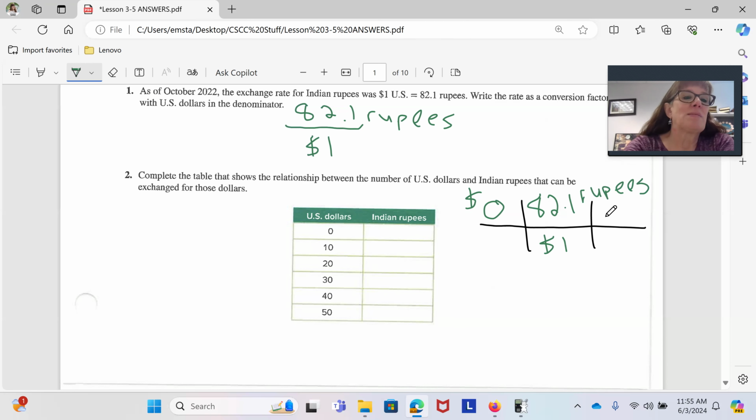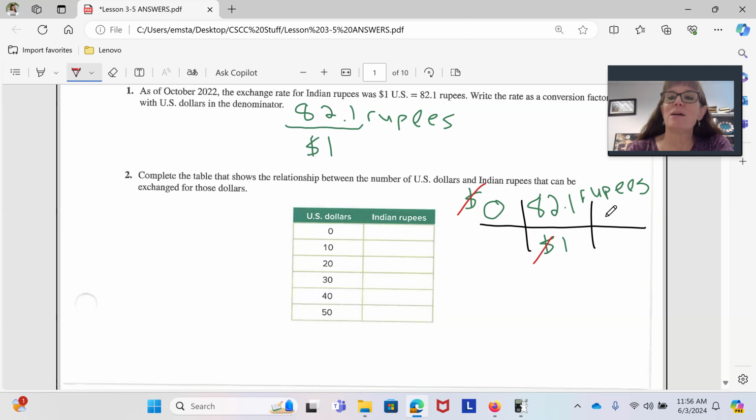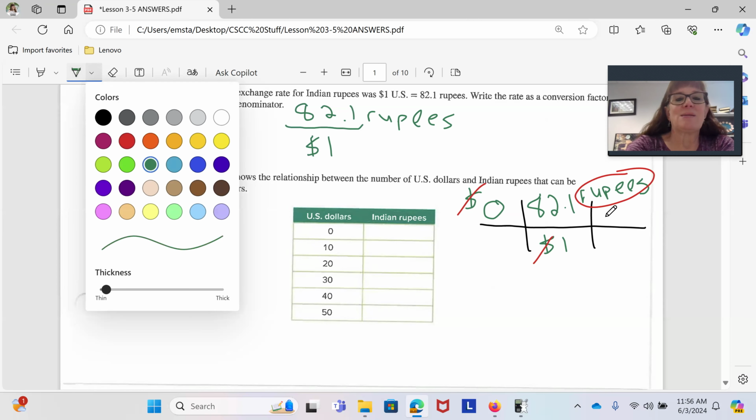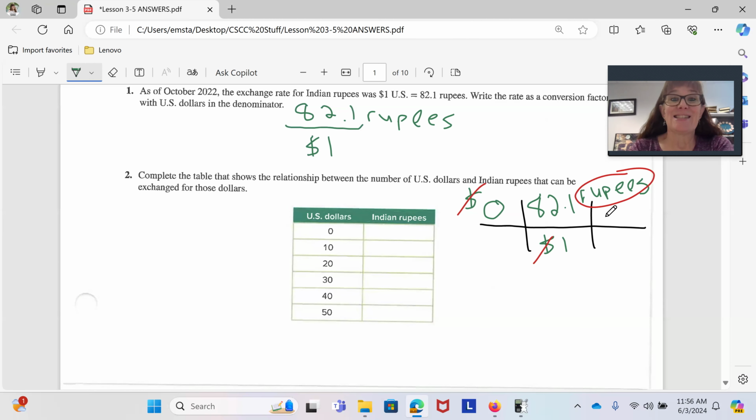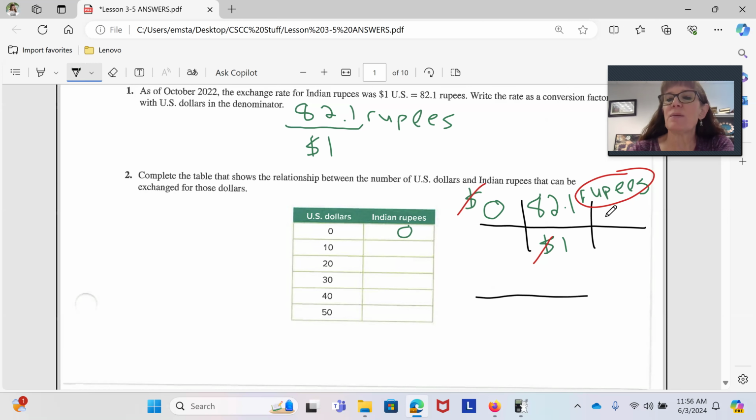Just to refresh your memory, when we did this with dimensional analysis, we said, look, the dollars cancel out. I'm left with rupees, which is what I wanted to get. This first one's relatively easy. What is 0 times anything? 0. We'll do one more train track, and then you can just replace the number each time.